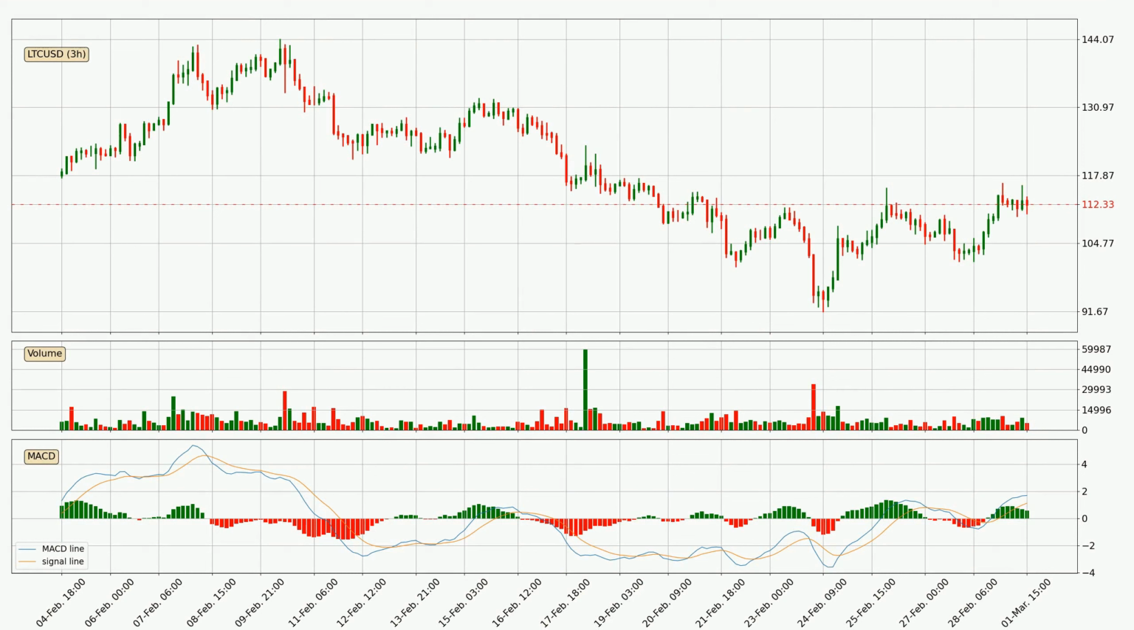Looking at the 3-hourly MACD, seeing as the MACD line is above the signal line, meaning that the trend is currently on the up. However, the MACD histogram shows that the momentum is currently shifting to the downside, and it could be expected that the price will consolidate, and it is better to wait and see if the MACD line will cross the signal line, which will be bearish.